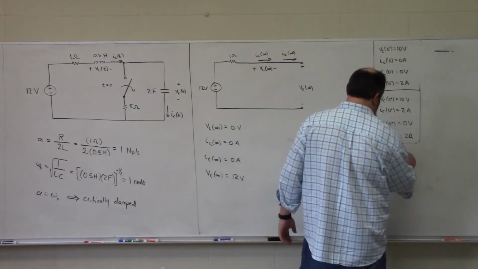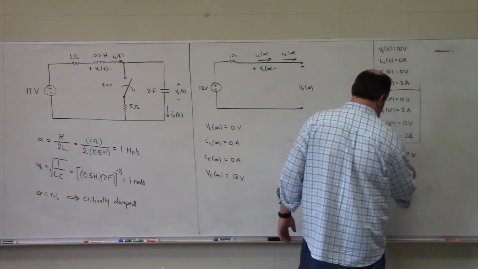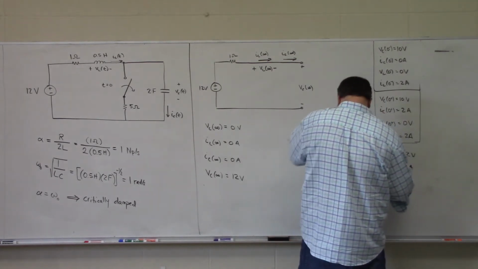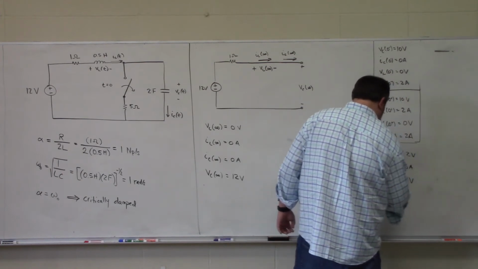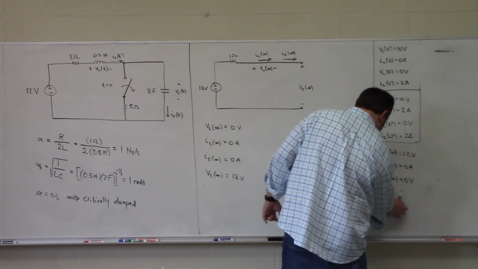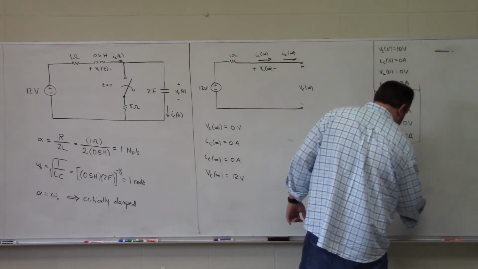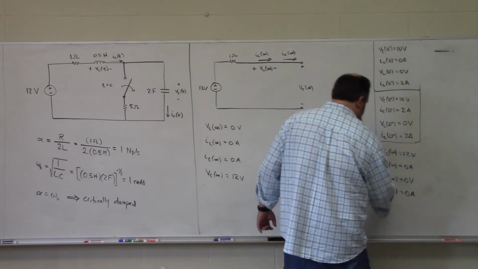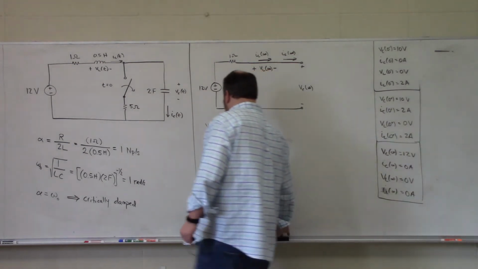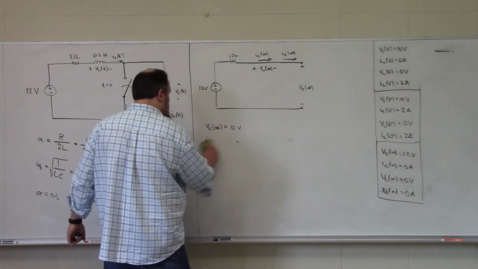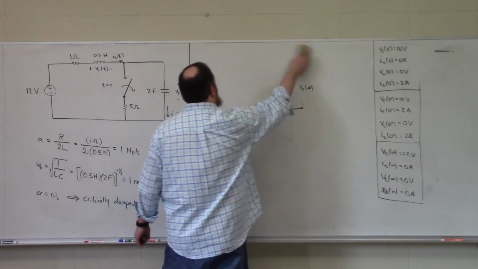So we can write down these guys in our table. VC at infinity is 12 volts. IC at infinity, 0 amps. VL at infinity is 0 volts. And IL at infinity is 0 amps. So these are all of our conditions that we are going to use to help solve for the coefficients of our response equation.